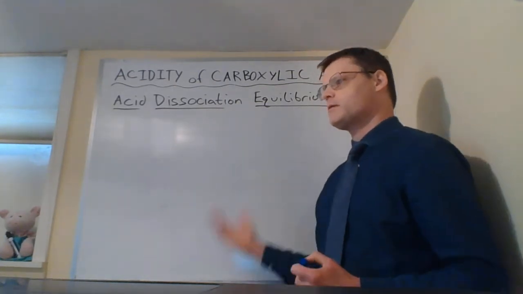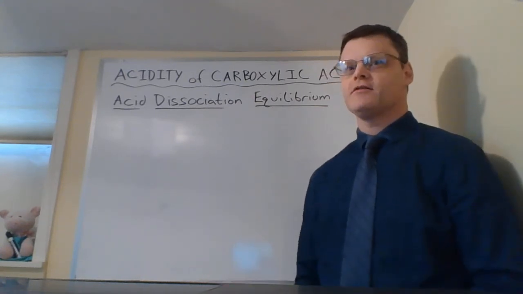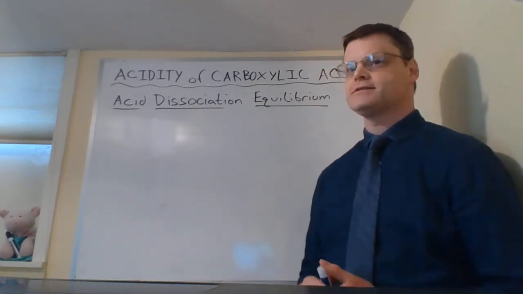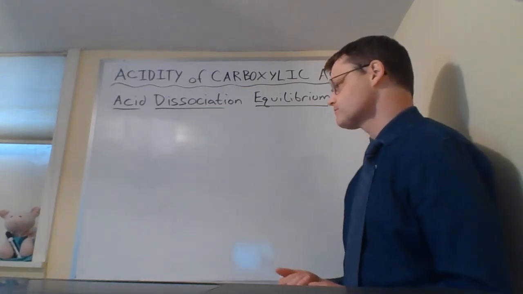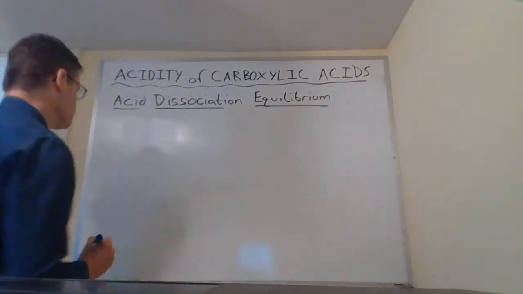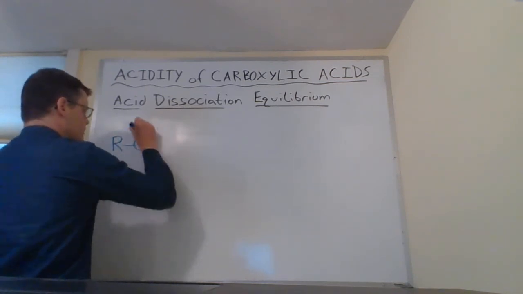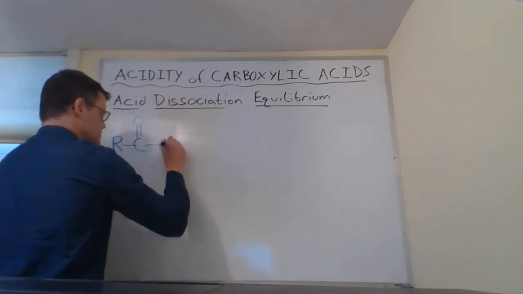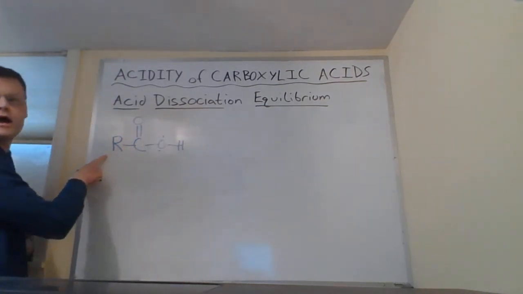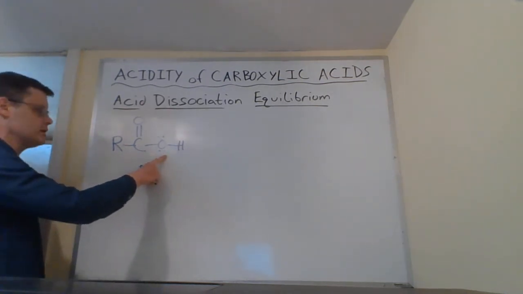So carboxylic acids occur in amino acids. They're one of the functional groups in amino acids, and so their pKa's are important. That's one of the reasons. If we look at a general carboxylic acid, it's going to have this structure. It's a carbonyl compound with an alkyl group attached to one side and an OH group attached to the other side.